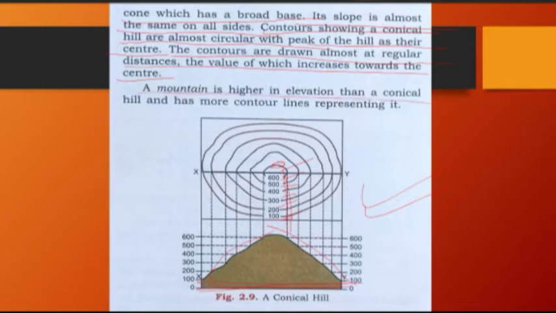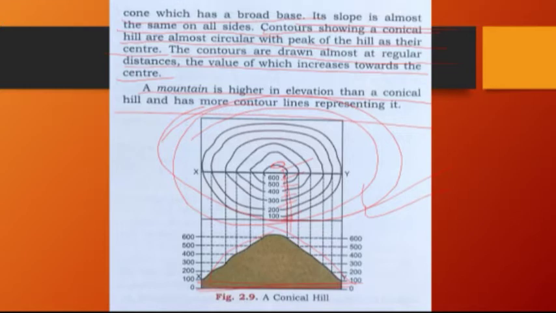A mountain is higher in elevation than a conical hill and has more contour lines representing it. A mountain is at a higher elevation than a conical hill, so it has more contour lines. If the diagram were representing a mountain, there would be more contour lines. This is representing a conical hill; you can see down how it is looking.